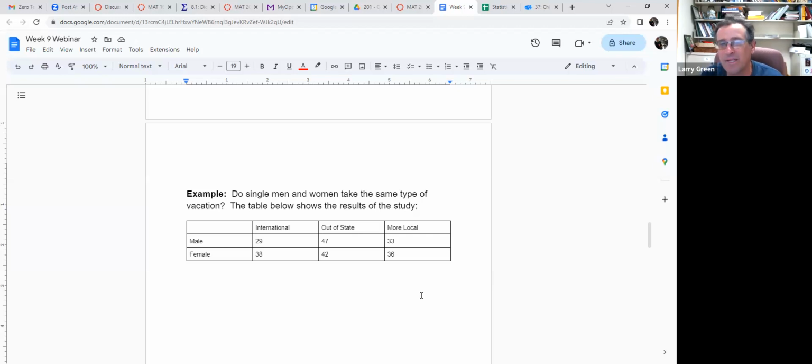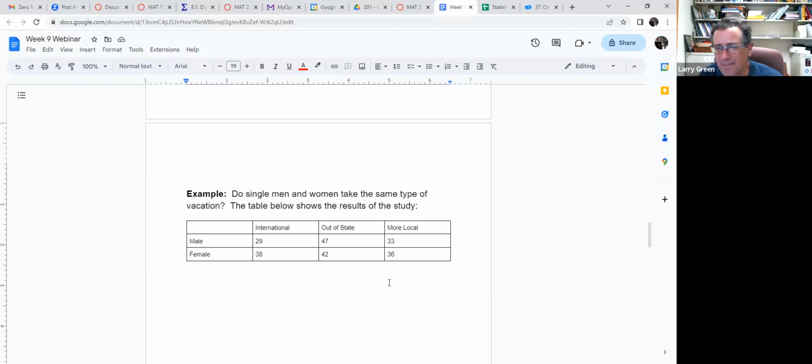You could do a third, but then it would be test for independence instead. You couldn't do it this way because you can't compare 3 things. Okay, so then we're going to have international, out of state, and more local. So the second survey question would be, what type of vacation maybe did you take last time? International, out of state, or more local? And then the person answers. Any questions on that idea? And then you can see that, for example, 33 men went more local last time they traveled. Any questions at all on kind of reading this?